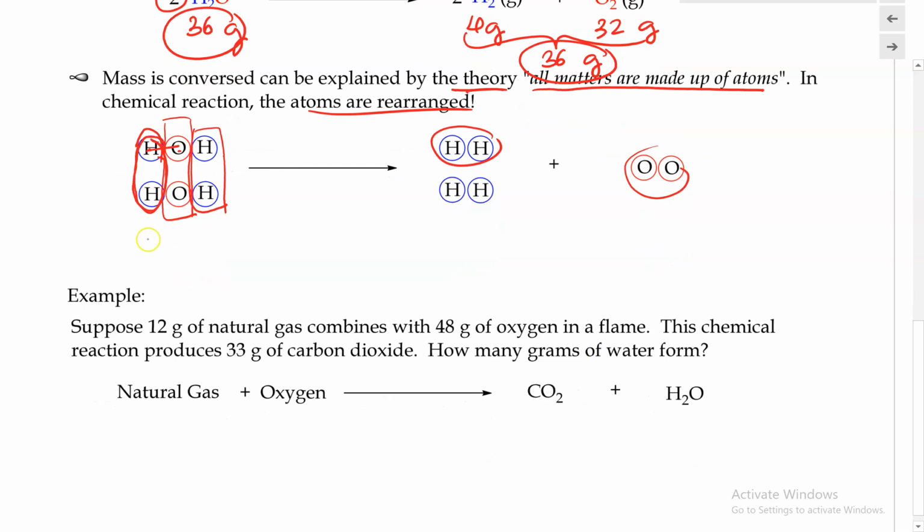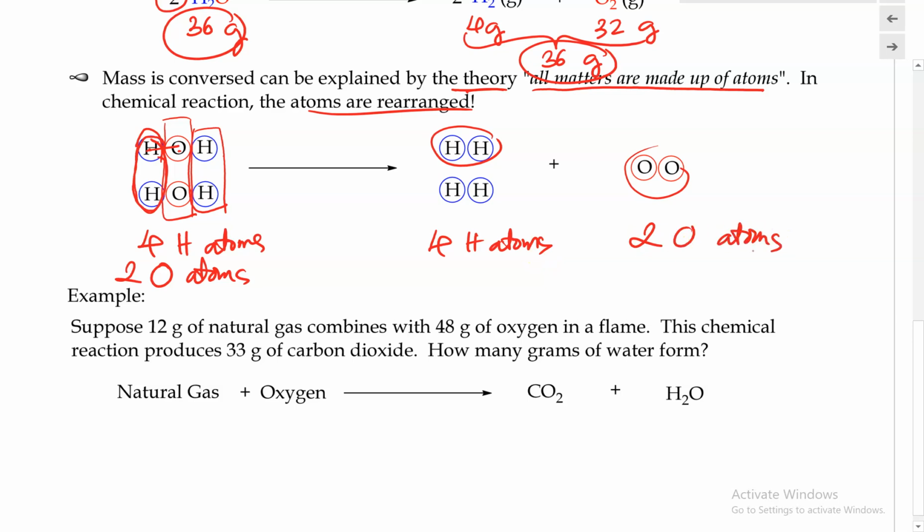We can see that on the reactant side, we have 4 H atoms altogether and 2 oxygen atoms altogether. On the product side, we have 4 H atoms and 2 oxygen atoms. So the number of atoms remains the same, and therefore the mass must remain the same as well when we go from the reactants to the products. And that is the law of conservation of mass in chemical reactions.